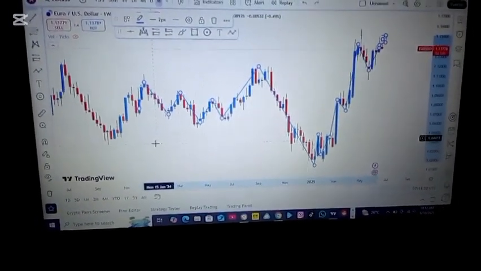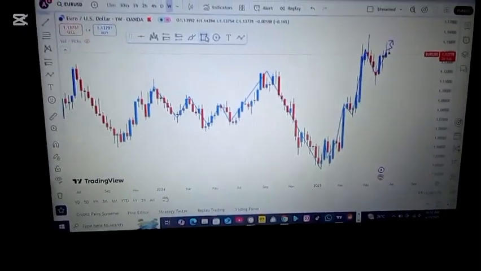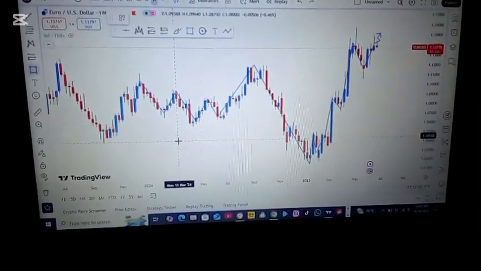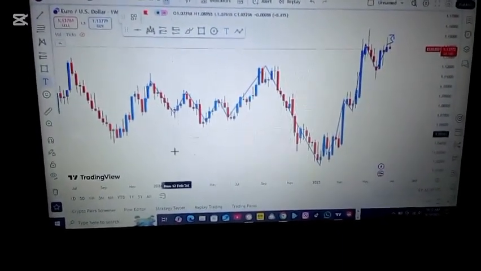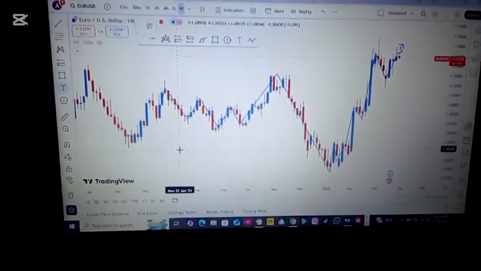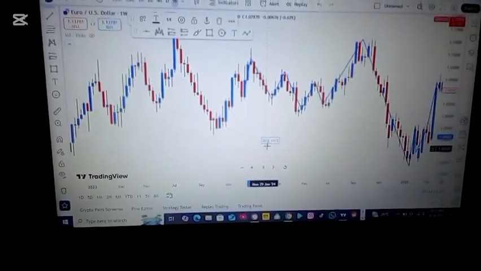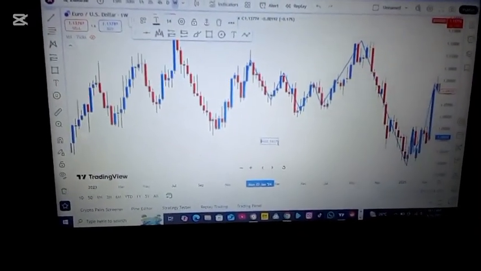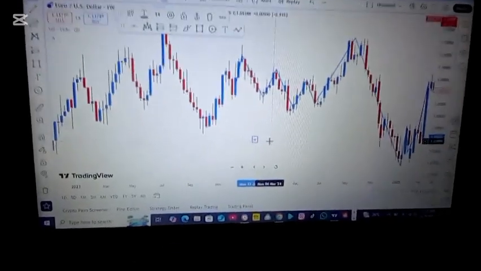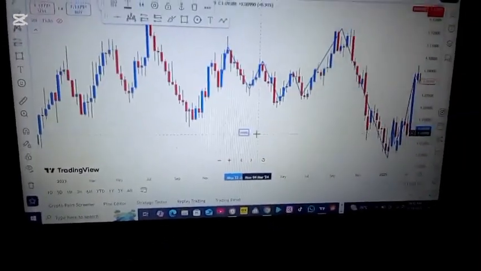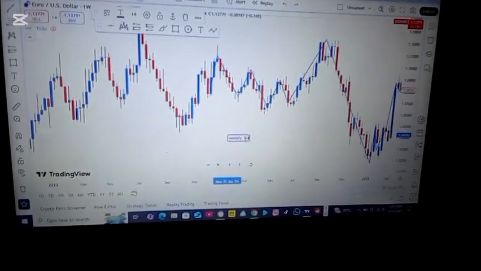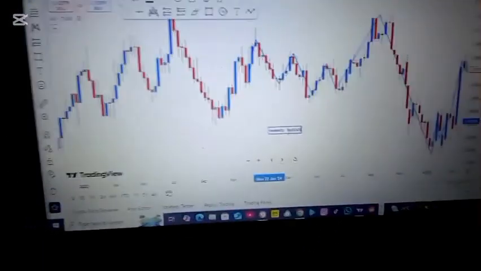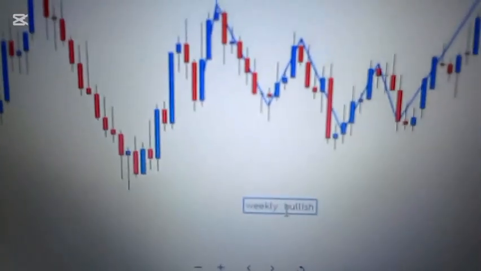We come and type in here. We draw a small text box. So we see that the weekly time frame is bullish. I think you can see that the weekly time frame is bullish.